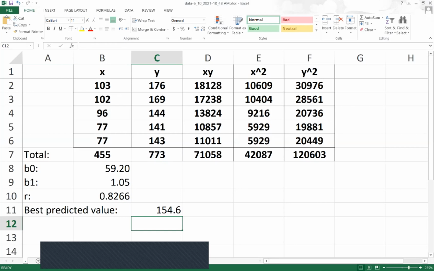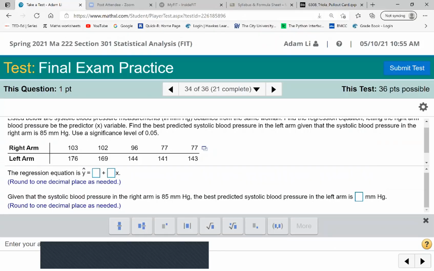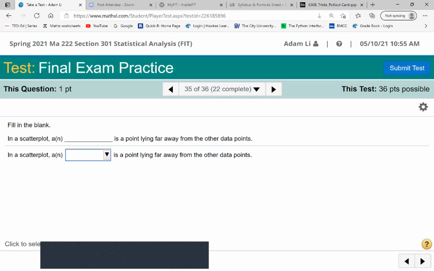Okay. Because the model fails, right? The r is smaller than the critical value r. So the model fails. So we have to average those y values to get the best predicted value in this case. So it will be 154.6 without using the model, right? The model is not good. Okay, that's question 34, 35.